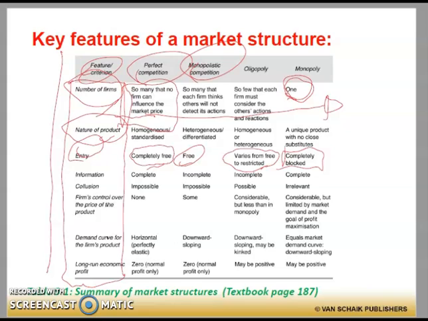This assumption also applies in the case of monopoly. Under monopolistic competition and oligopoly, the firms have incomplete information, meaning that they operate under conditions of uncertainty.